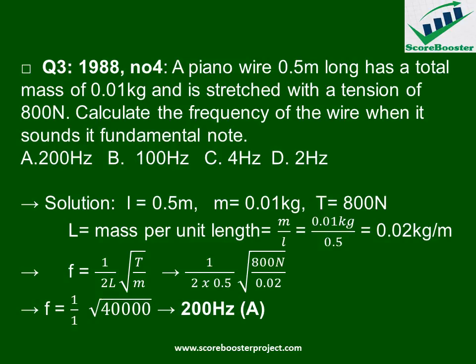Then 800 divided by 0.02 will give us 40,000. So our frequency F will now be 1 over 2 times 0.5, which is 1. Then root of 40,000 will be 200x, making option A the correct answer for this particular question.